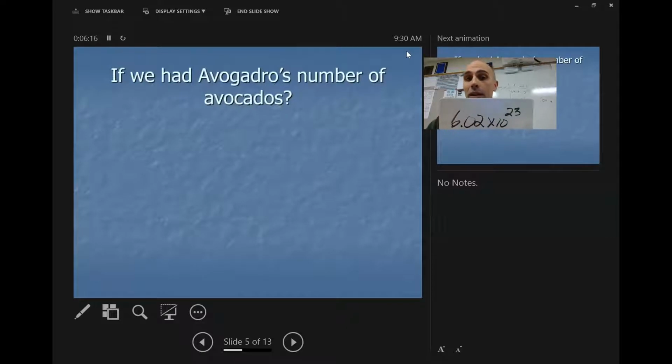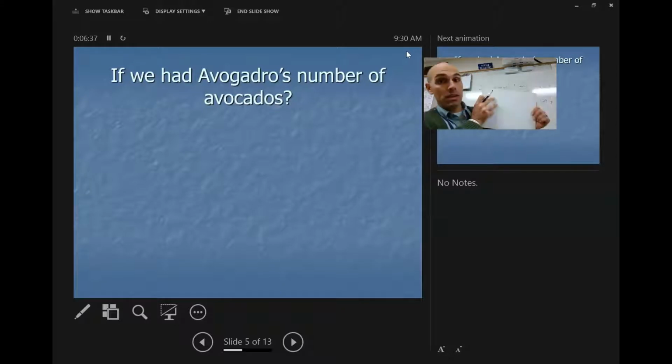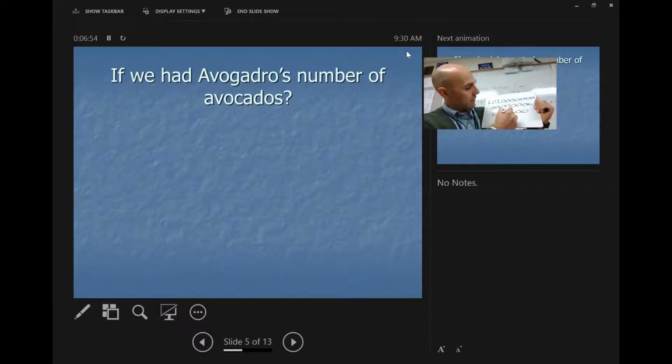If we had Avogadro's number, and what is Avogadro's number? 6.02 times 10 to the 23rd. If we had that many avocados, how many would we have? And remember, that exponent, times 10 to the 23, means we're moving that decimal 23 places. So it would be 6.02 followed by that many digits, guys.